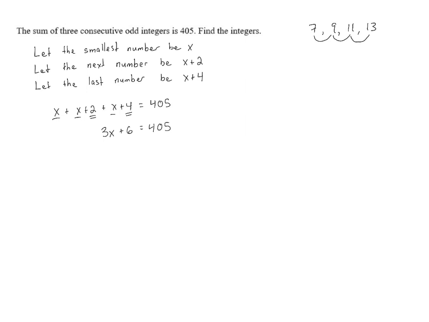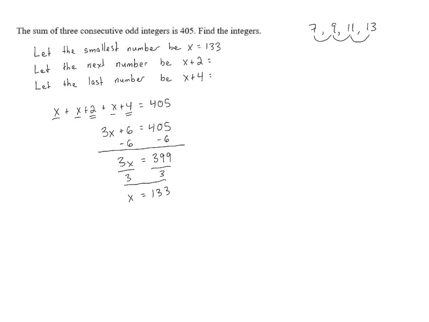We need to solve for x, so if we want to isolate the term with the x in it, we need to get rid of the 6. And we do that by subtracting 6 from both sides. This leaves us with 3x on the left, and 405 minus 6 is 399. So we have 3x equals 399, and if we divide both sides by 3, that tells us that x ends up being 133. So when we go back to our let statements, the smallest number is 133.